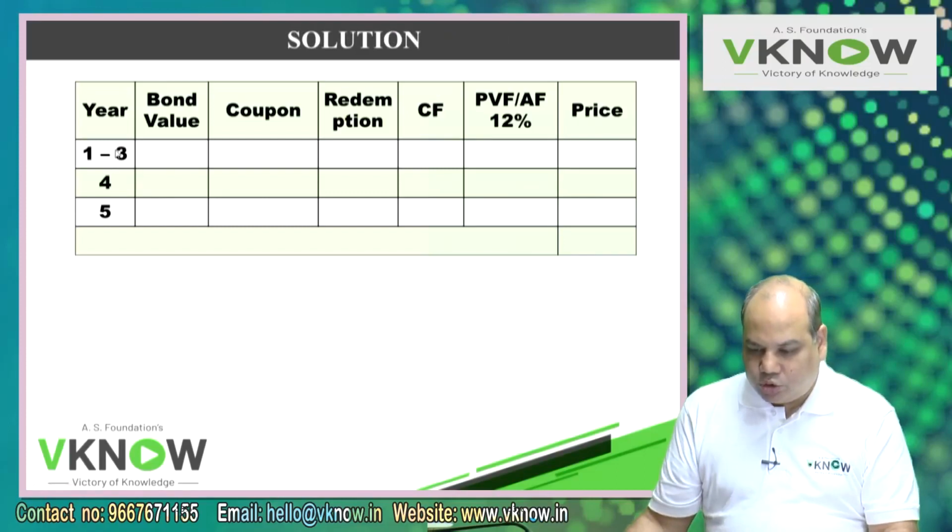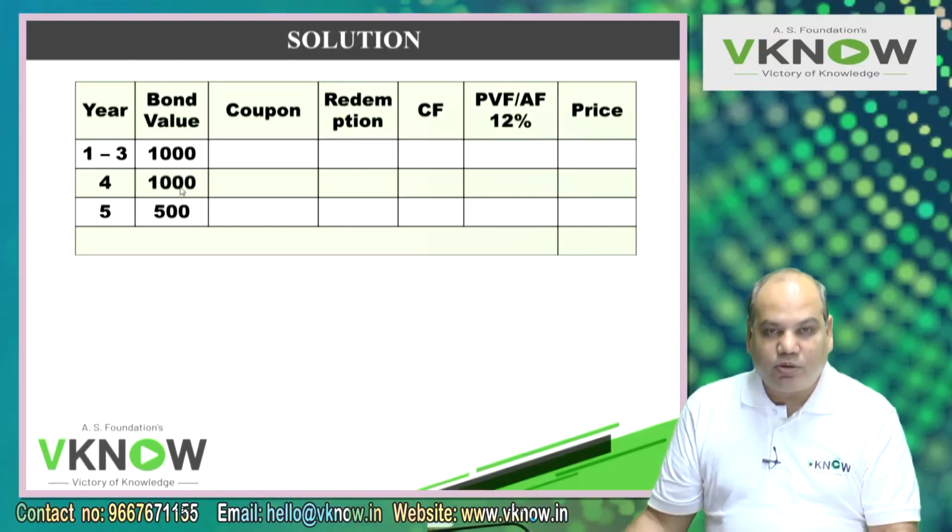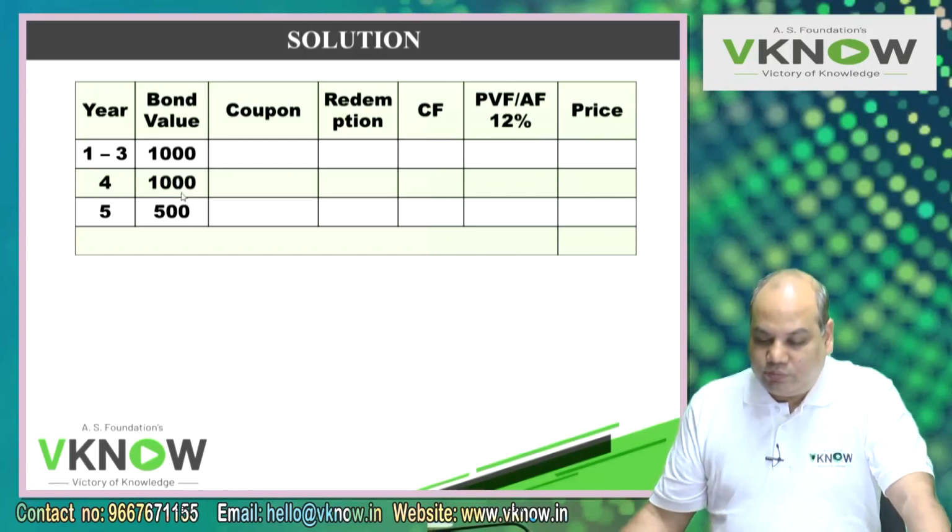So you can write like this: year 1-3, because in the first 3 years there is no redemption, only coupon will be paid. Then write year 4, year 5. This column is for calculating coupon. So first 3 years 1000 rupees, no doubt. The doubt comes in the 4th year. Should we take 500 or should we take 1000? As I said in the previous problem also, till the end of the 4th year 1000 rupees is outstanding. So take 1000 and then take 500.